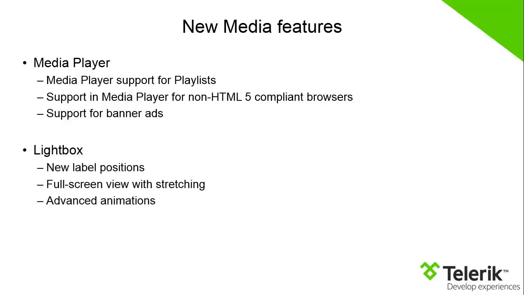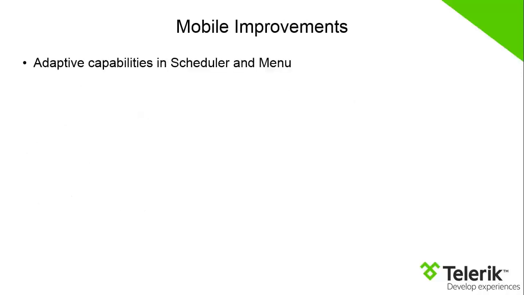Our Lightbox control now has new label positions you can place. There's a full screen view with stretching capabilities, and we've got new advanced animations for you. On the mobile side, there's adaptive capabilities in the scheduler and menu. You've already seen a little bit of that in the scheduler that I showed. There's responsive capabilities in the tile list. It'll stretch and grow in size appropriately for the screen.